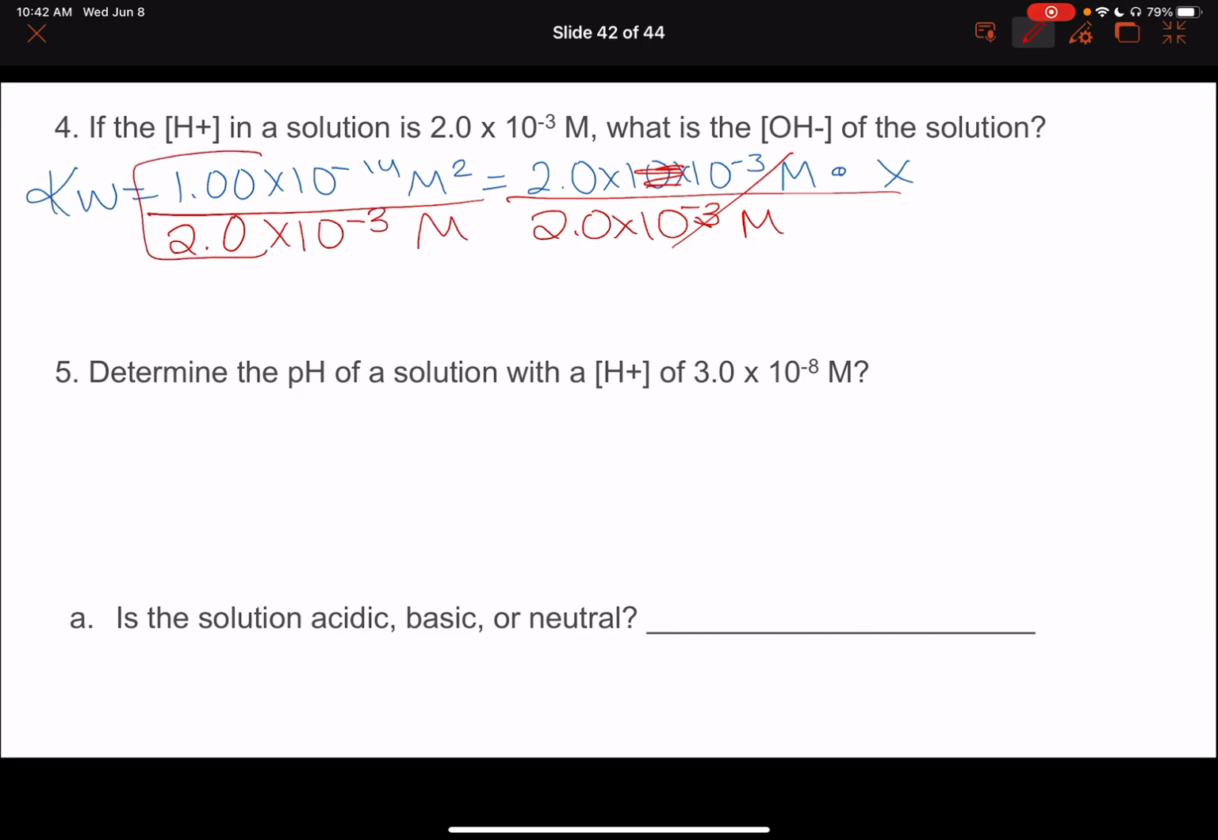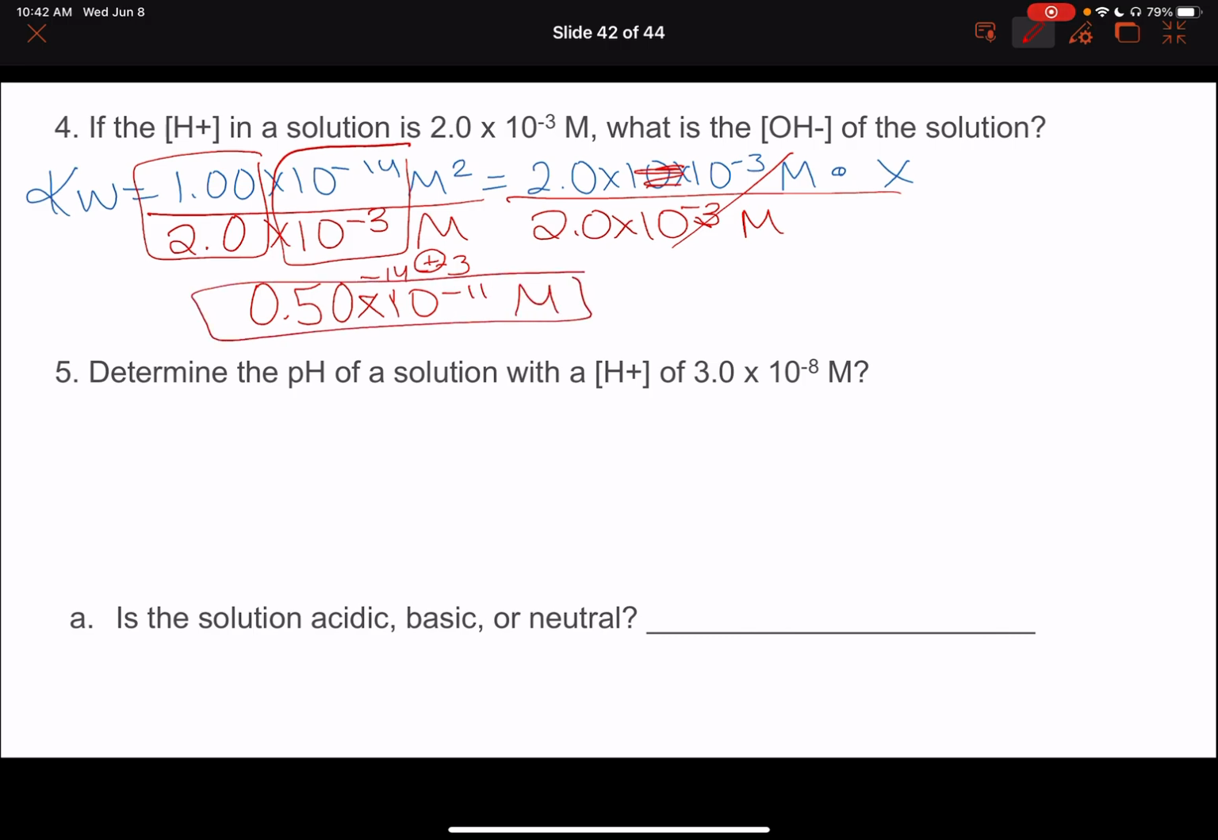So we're going to divide our coefficients. 1 divided by 2 gives us 0.5. We're going to add a 0 for sig figs, and then we're going to have negative 14 minus 3, so we're going to add those up. We're going to have times 10 to the negative 11, and then one of the units cancels out. Now, if we had to look at if it was an acid or base, remember, keep your number in mind. We would see 10 to the negative third is our H plus, all the way at negative 11 is our OH, so we would say that this solution would be more acidic.